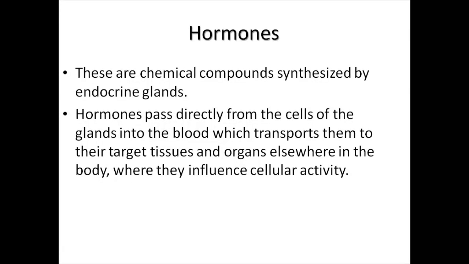But also, we have hormones. As I said, almost all hormones are transported to their target point through blood. So these are chemical compounds synthesized by endocrine glands, and hormones pass directly from cells of the glands into the blood, which transports them to the target tissue and organ elsewhere in the body, where they influence cell activity. So from the site of production, the glandular site or the site of endocrine cells or tissue, these hormones are released to the blood and are taken to the target cells, where we can see a cellular response or an effect of that hormone.